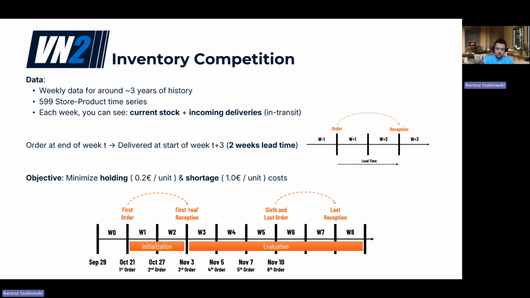So the goal here is not the forecast alone, but the cost minimization on one side from the holding and on another from the shortage. So from a business perspective, we are not asking how good the forecast is. We are asking which decision leads to the lowest cost.